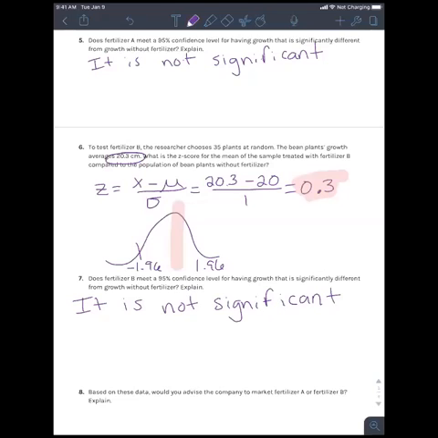So based on your answers for your Z-scores for fertilizer A and fertilizer B, which one is more above average? So which one would you recommend?